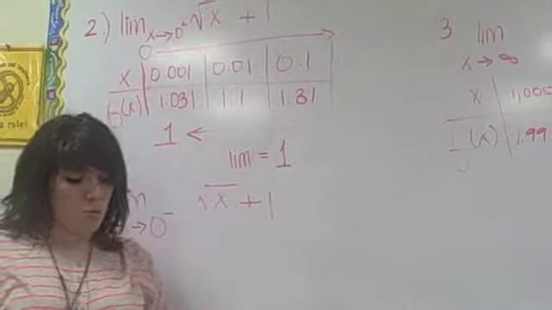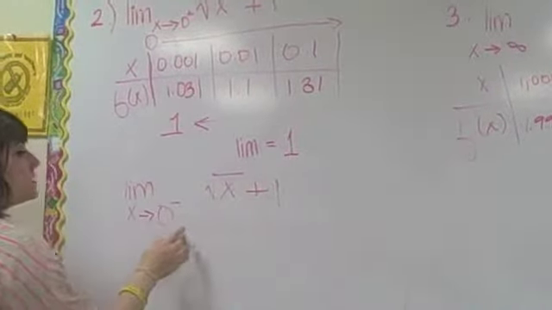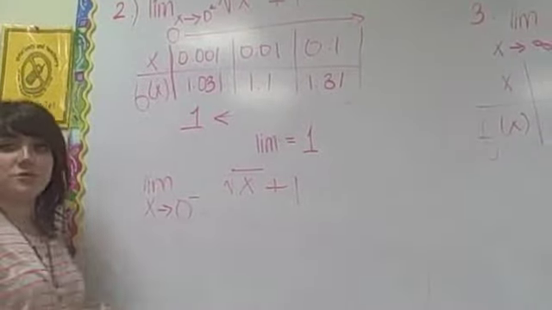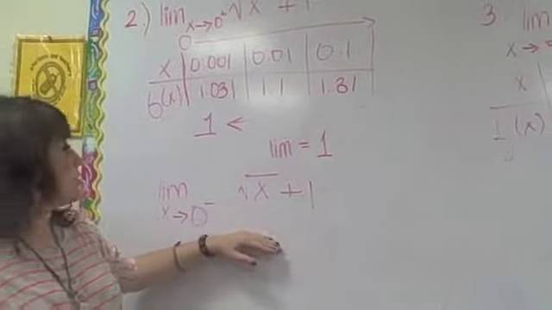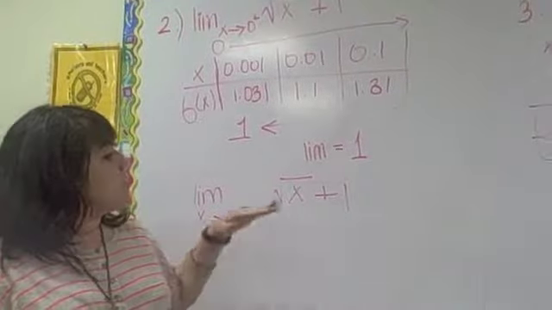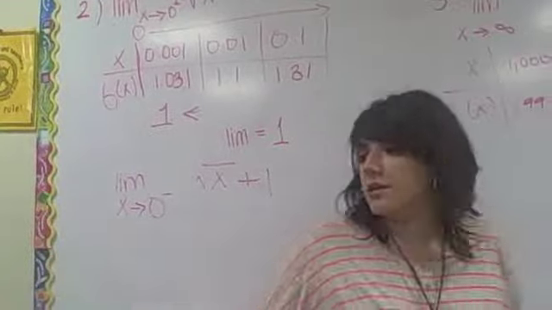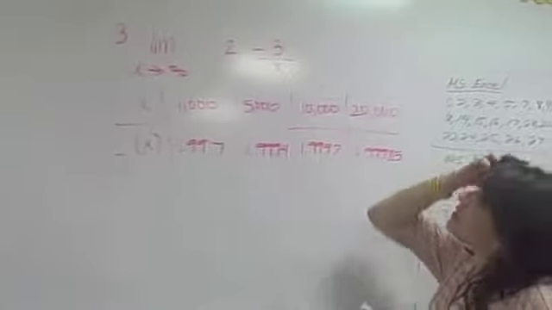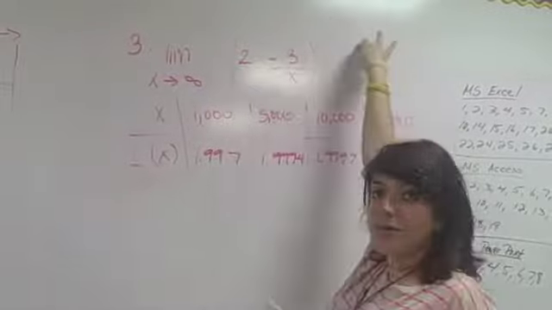For the second part of the problem, it tells us that we have the same problem, except that we're going to use all negative numbers after 0, so it's all negative numbers. Obviously, our x is inside a radical symbol, and we know that we cannot use negative numbers to find a square root because it will give us an imaginary number, so the limit for the second part of our problem does not exist.